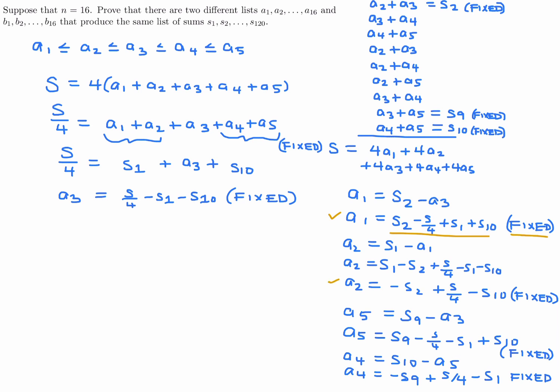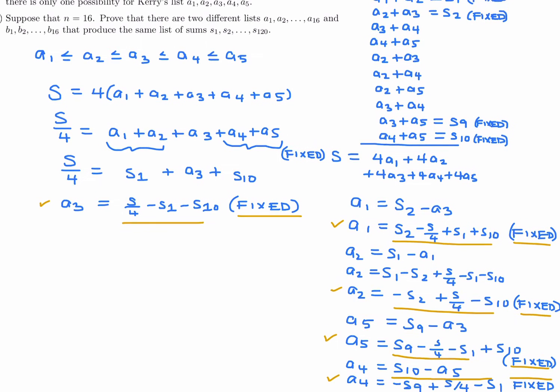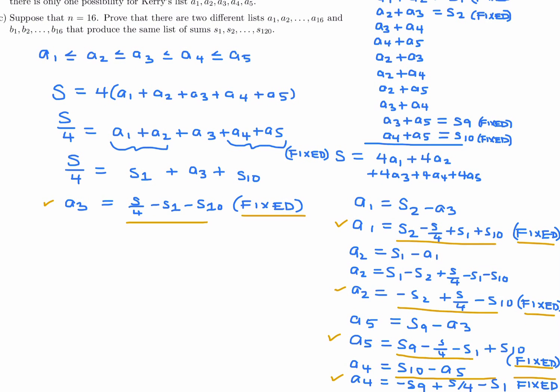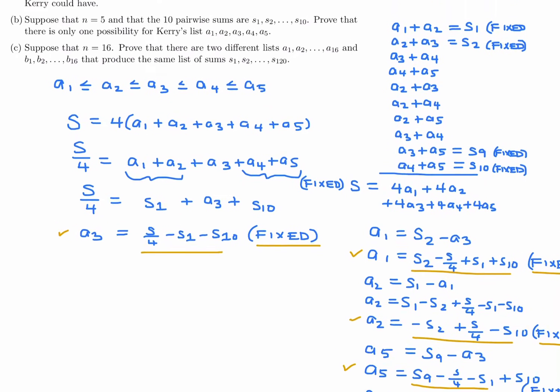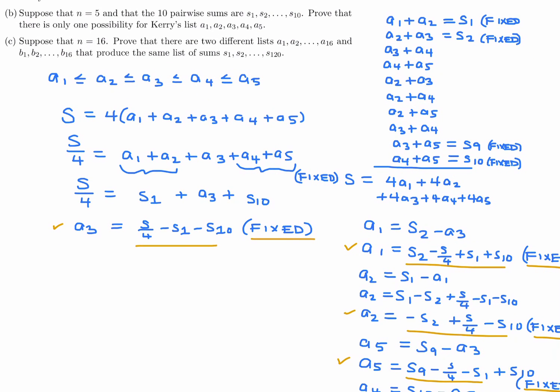So that means our values for A1, which is this, is fixed. A2, which is this, is fixed. A3, which is this, is fixed. A4, which is this, and that's also fixed. And A5, which is this, is fixed. Meaning all 5, A1, A2, A3, A4, A5 are all fixed. Therefore, there's only one list. There isn't any discrepancy as to what it could be in another order. They're always going to be the same. So we have proven part B, which is that there's only one possible list A1 through A5.